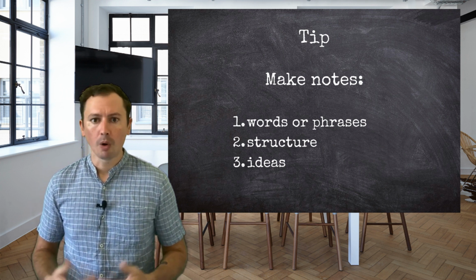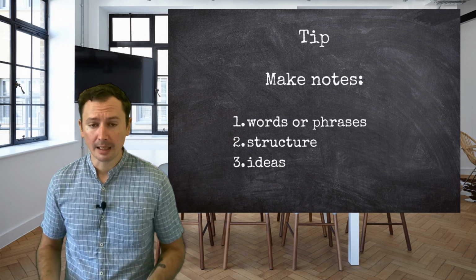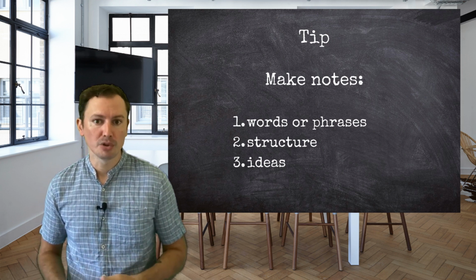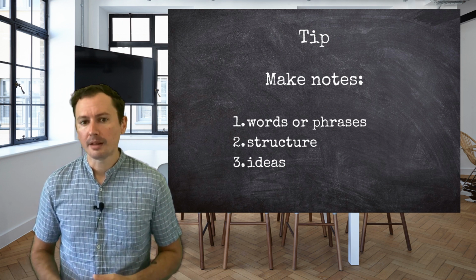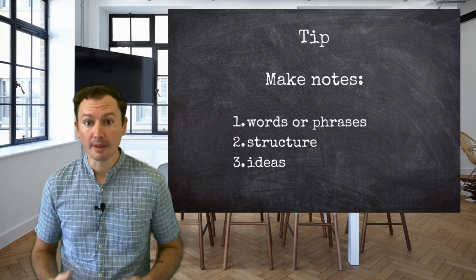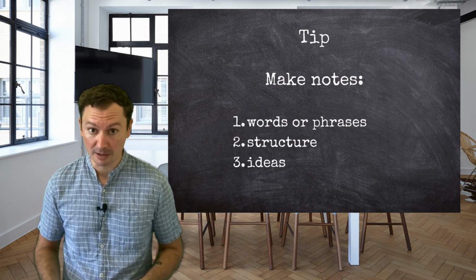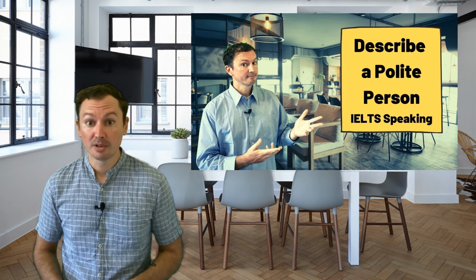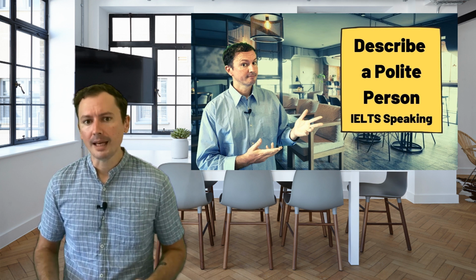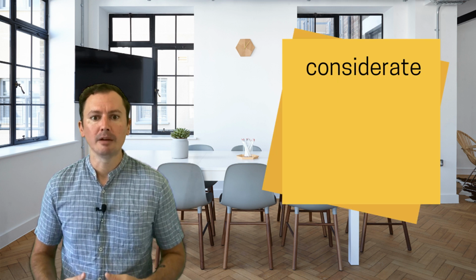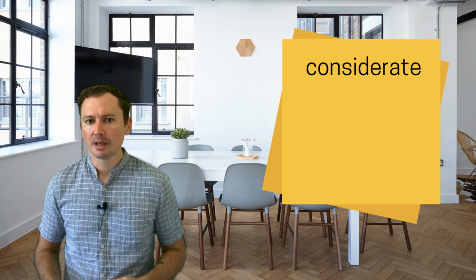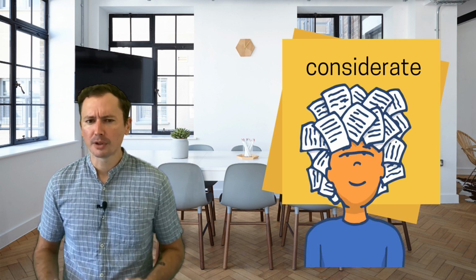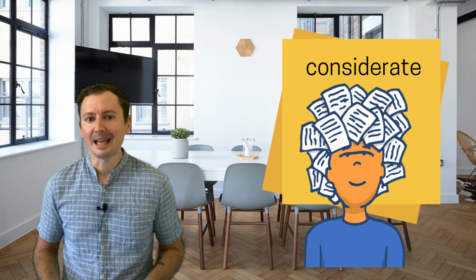Some people write words or phrases that might come in handy. Others prefer to sketch out a loose structure, and yet others will note down some ideas. I personally think that the best approach is to write down a few things that you would like to mention later in the answer. Last week I showed you how to describe a polite person, and for that I might have written down a word that would remind me of an example of that person's politeness. This would help me because halfway through my answer I might have forgotten what I originally wanted to say. And this could guide me in the right direction.